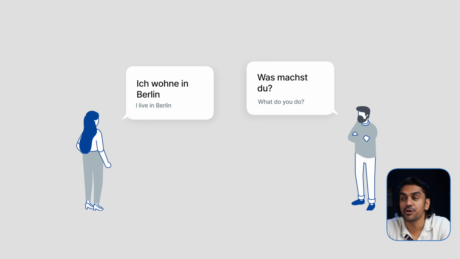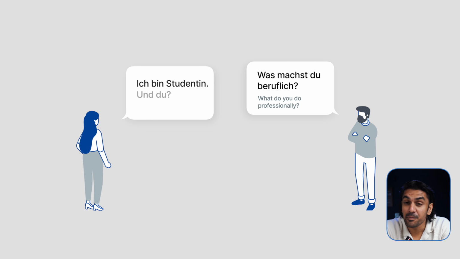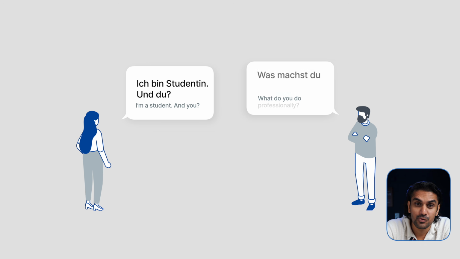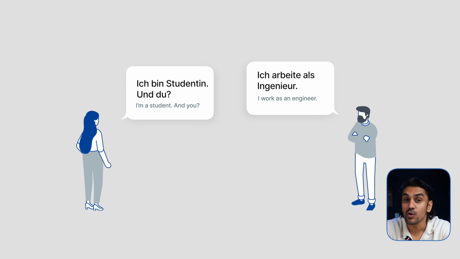"Was machst du?" What do you do? Or you can also ask, "Was machst du beruflich?" What do you do professionally? "Ich bin Studentin." I am a student. "Und du?" "Ich arbeite als Ingenieur." I work as an engineer.